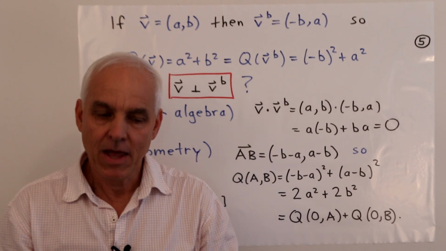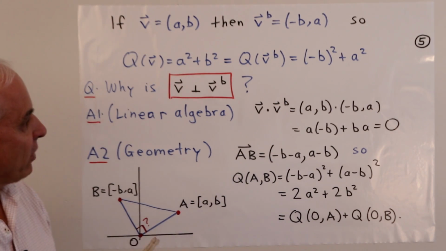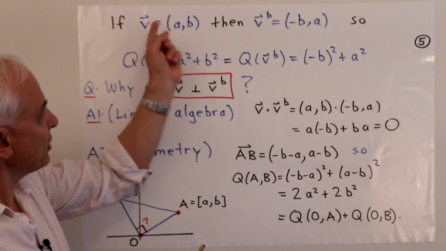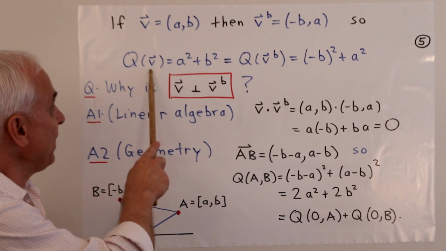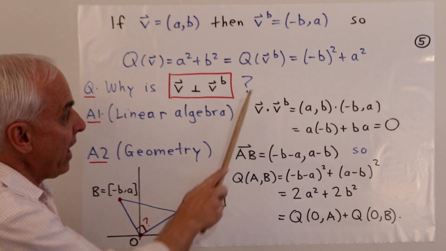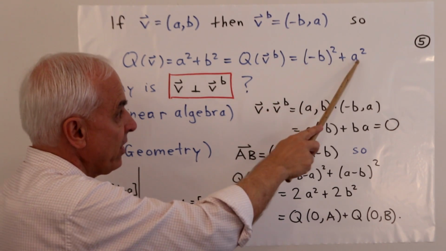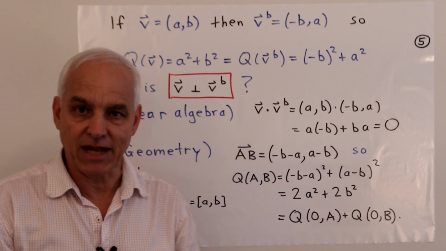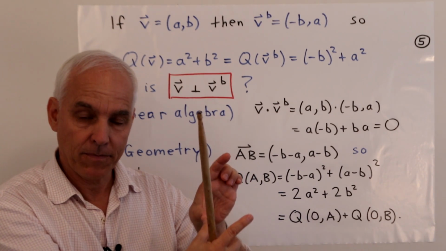But let's convince ourselves that this actually does work. So first of all, let's observe that in fact the quadrances of these two vectors are indeed the same. The quadrance of v is a squared plus b squared, and the quadrance of vb is minus b squared plus a squared, and obviously those two things are the same. So yes, those two vectors certainly have the same quadrance.